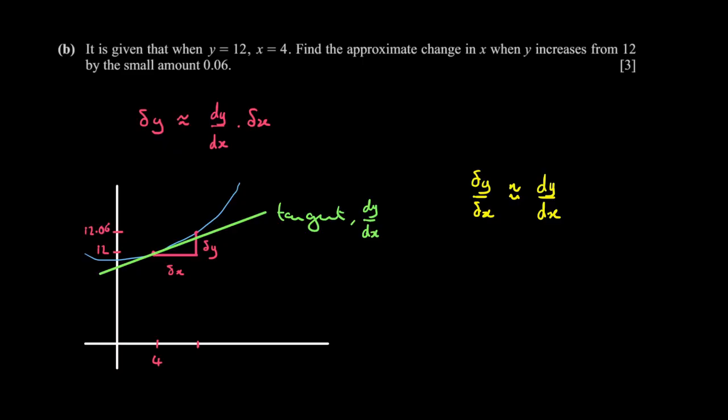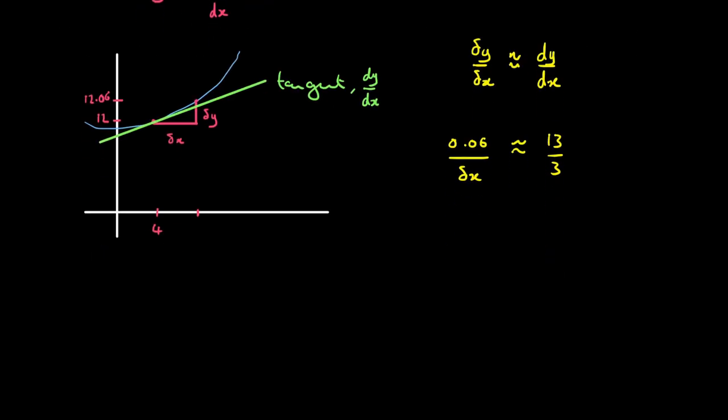So we can say, all right, delta y upon delta x is approximately going to be equal to 13 upon 3. What is my delta y? Well, my delta y is 0.06, isn't it, because it's the increase in the y value. So I can write there 0.06 divided by delta x. And delta x is the thing that I want to find. So I can then just rearrange this and say, okay, delta x is approximately going to be equal to 0.06 times 3 upon 13.